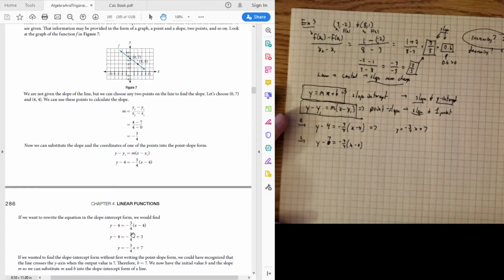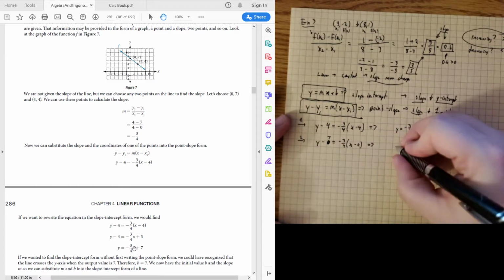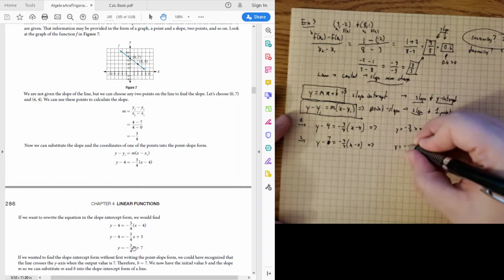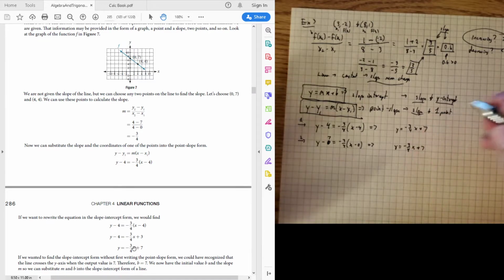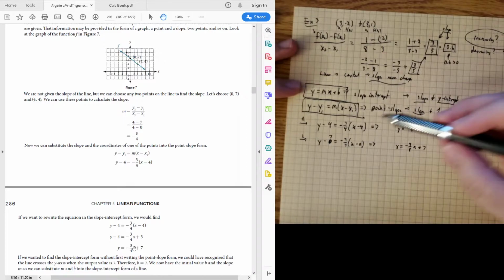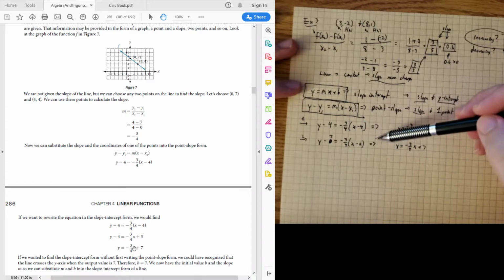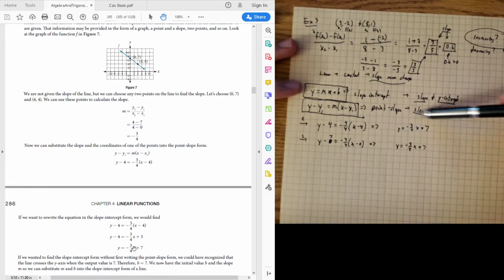They distributed, they move the 4 over via addition, and simplified to get that form. If you do the same thing to this bottom equation, you will get the exact same equation. This is the other reason this top form is so well liked. It always gets the same result. These two equations look different. One has double 4s, one has a 7 and a 0. They look different, but they get the same y equals mx plus b form.